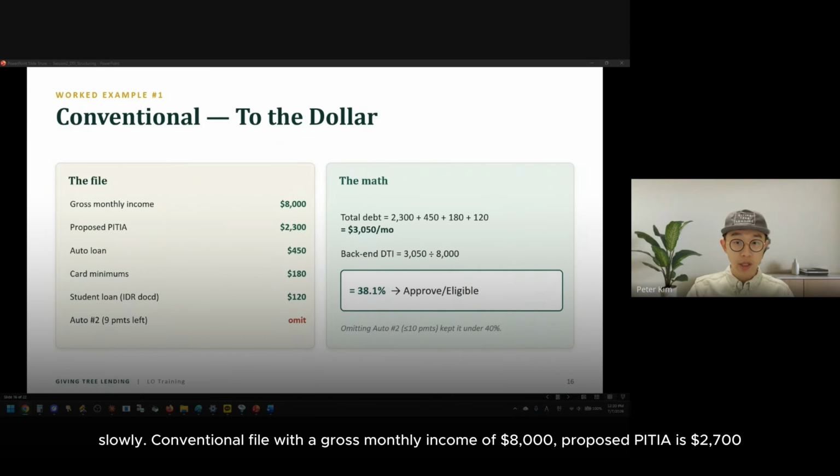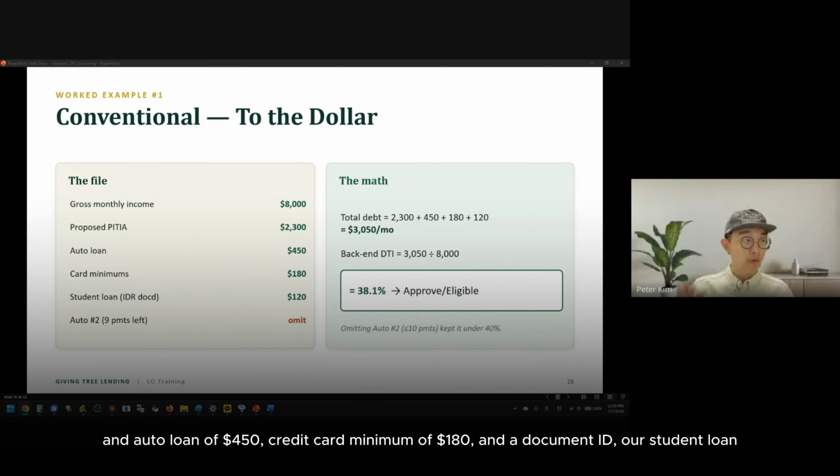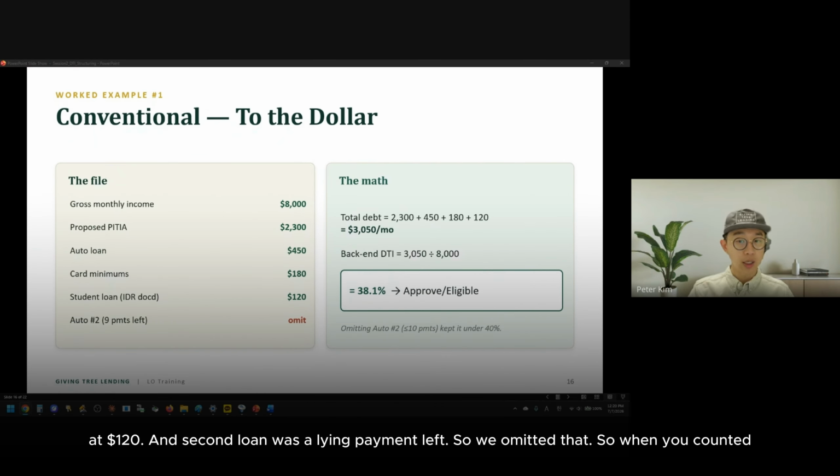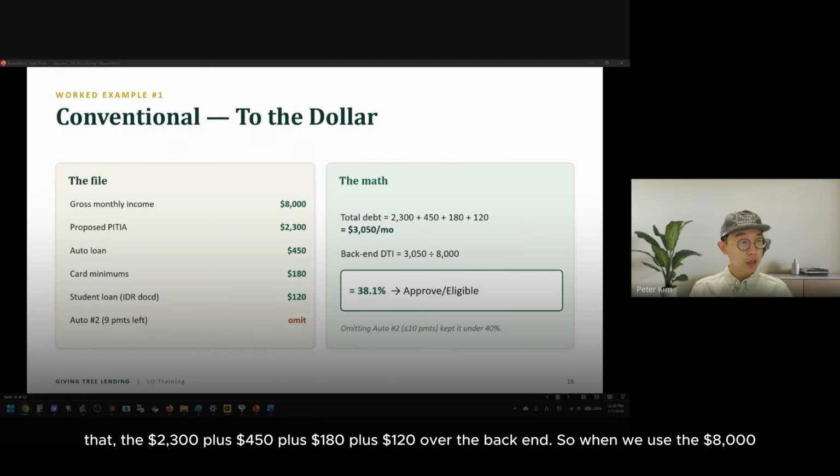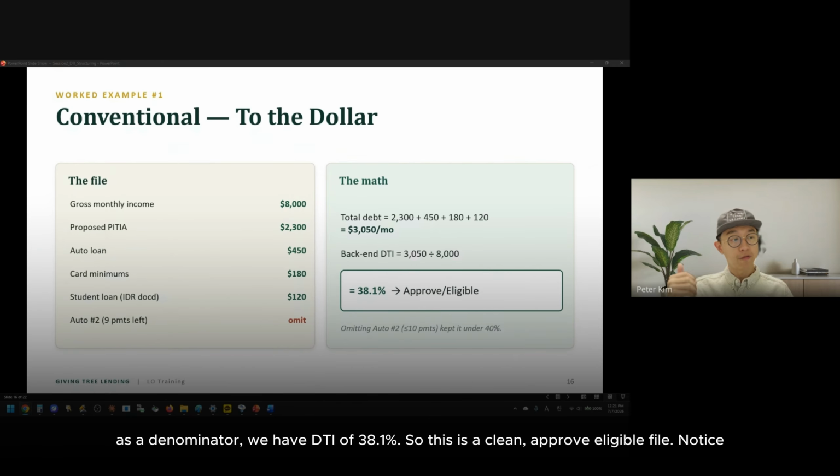Conventional file with a gross monthly income of $8,000, proposed PITIA is $2,300, an auto loan of $450, a credit card minimum of $180, and a documented IDR student loan at $120. The second loan had 9 payments left, so we omitted that. So when you count the $2,300 plus $450 plus $180 plus $120 on the back end, and use the $8,000 as the denominator, we have a DTI of 38.1%. So this is a clean, approve-eligible file.